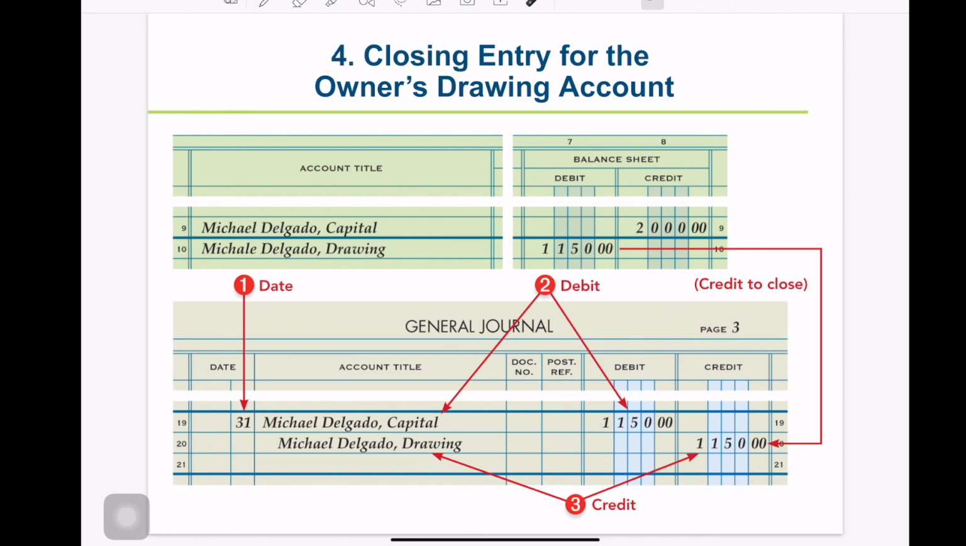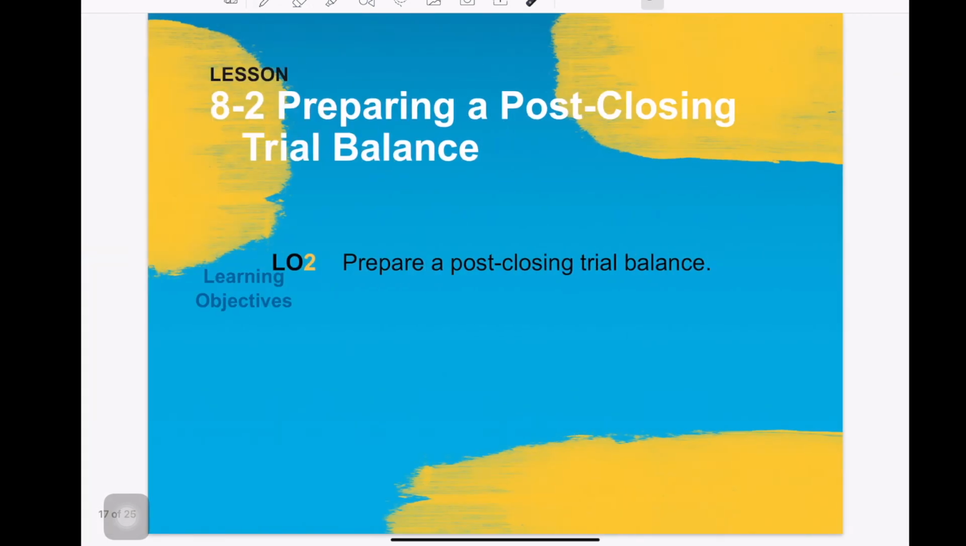When you are done with your closing entries, you are going to prepare a post-closing trial balance. So you will journalize all of those entries and then you would post them. Okay, and you know how to post, so I'm not going to go through that.